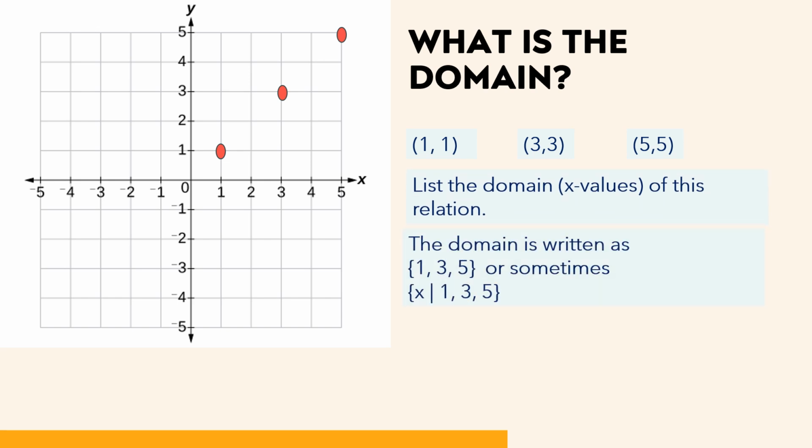The domain of this relation is 1, 3 and 5. Note how these are written. There is a curly bracket, and each number is separated by a comma. This is called a set. Sometimes it is written with the variable inside the curly brackets. For this class, we use set without the variable.